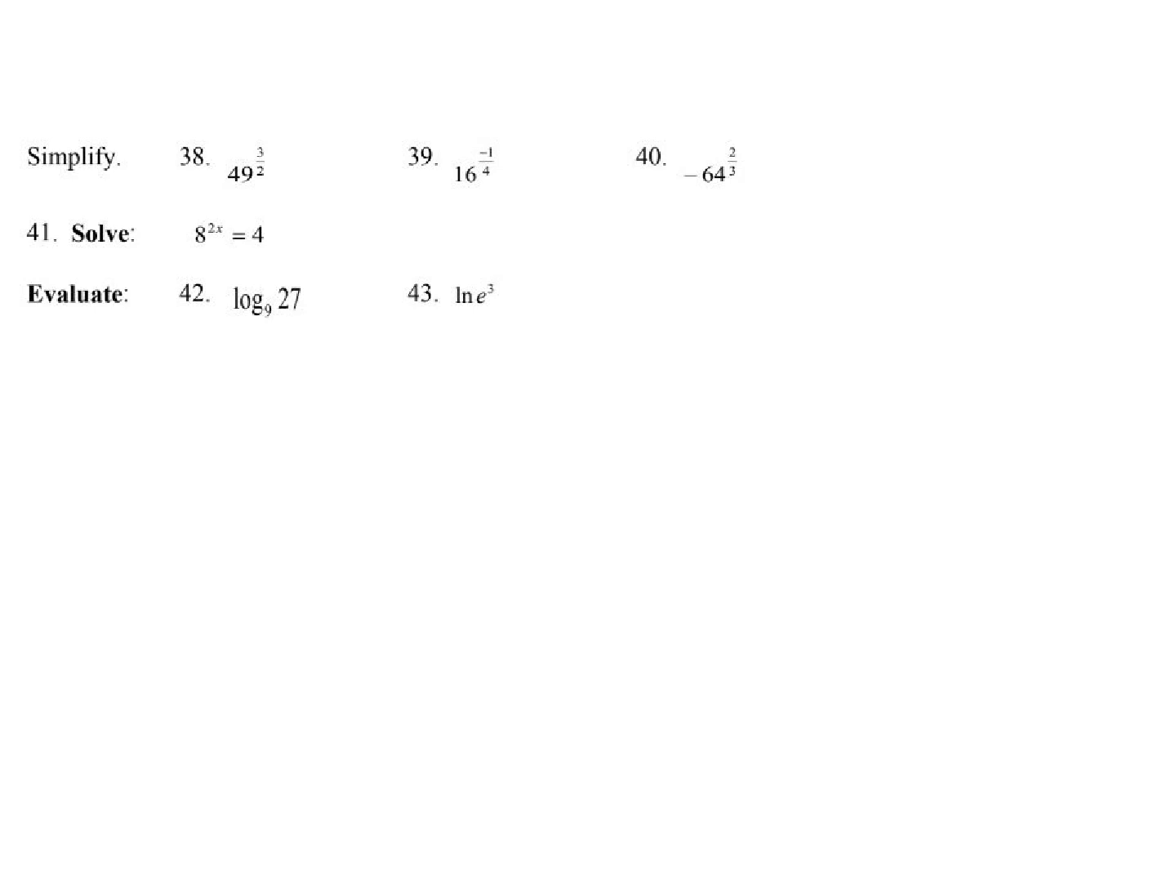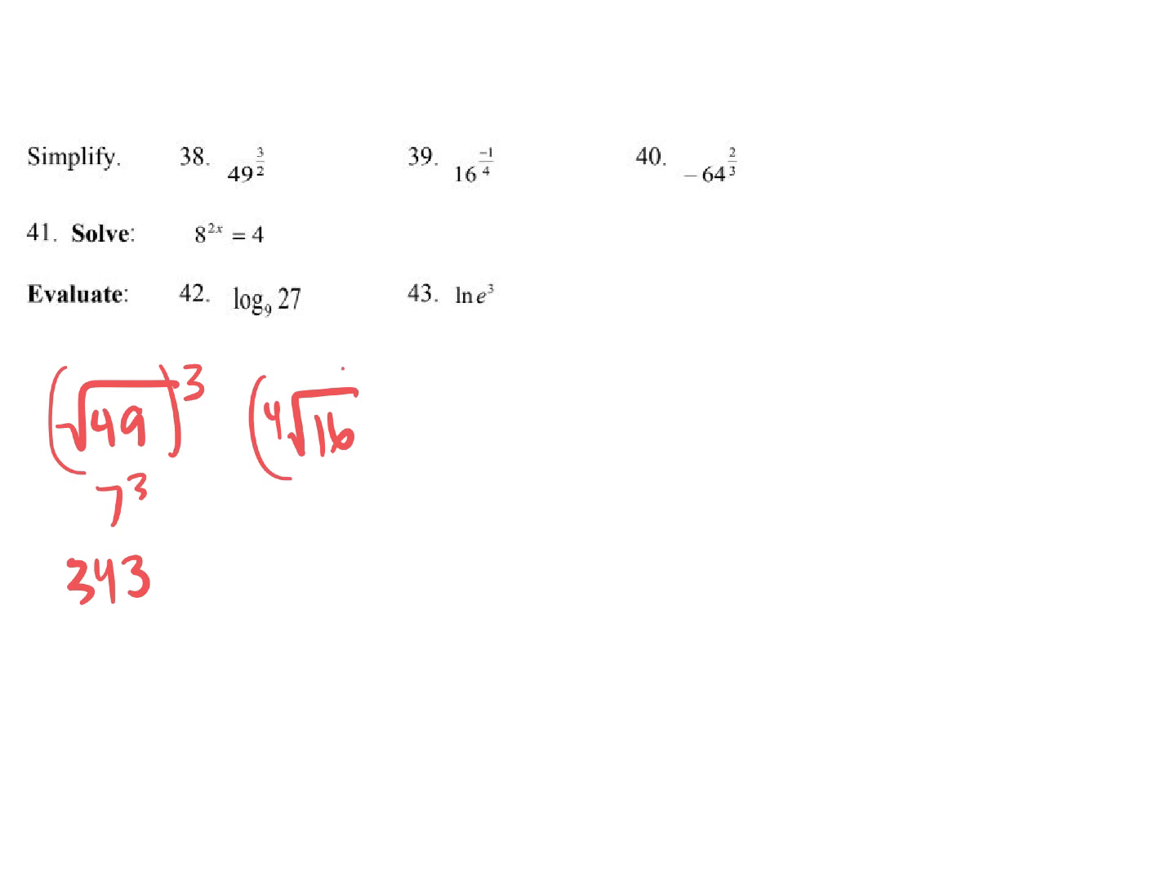These are simplification problems that you should be able to do with the power chart. First thing you're going to do on 38 is rewrite it. So it's saying square root of 49 cubed. So 7 cubed is 343. 16, the fourth root of 16 to the negative 1. Fourth root of 16 is 2. 2 to the negative 1 is 1/2.